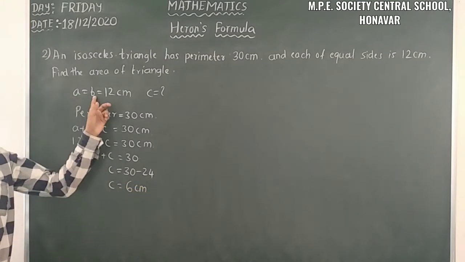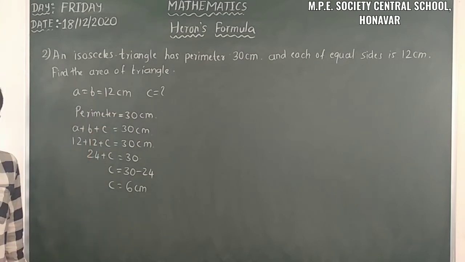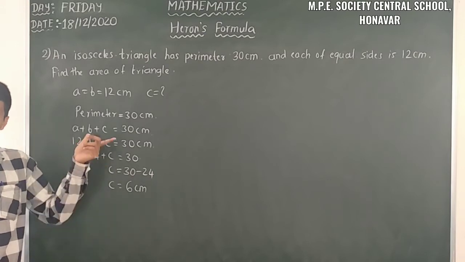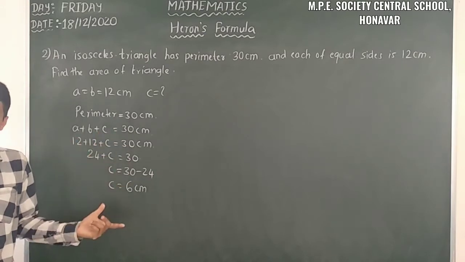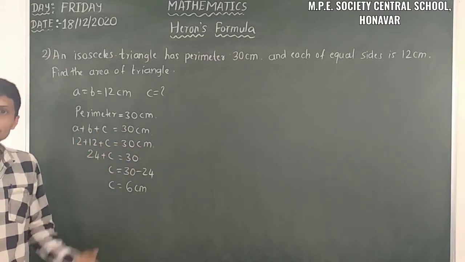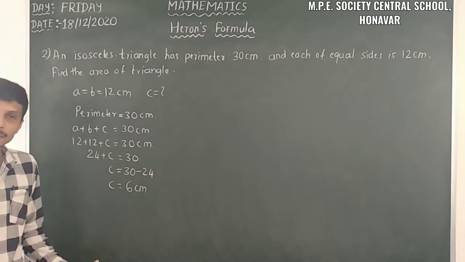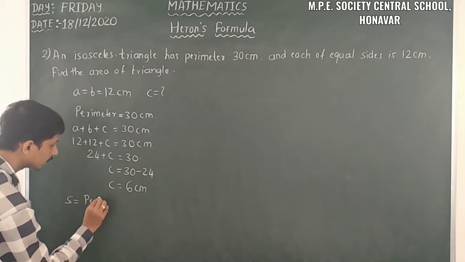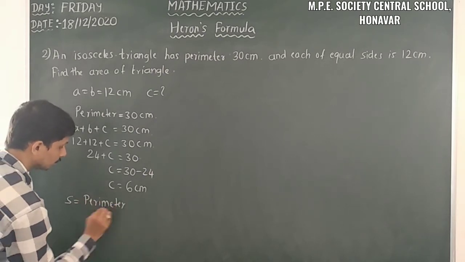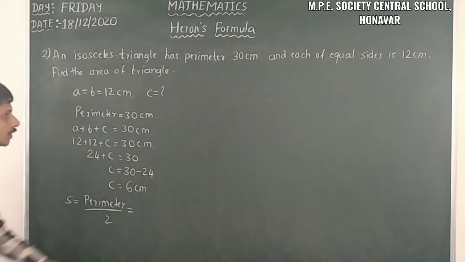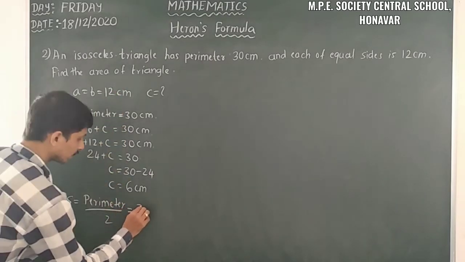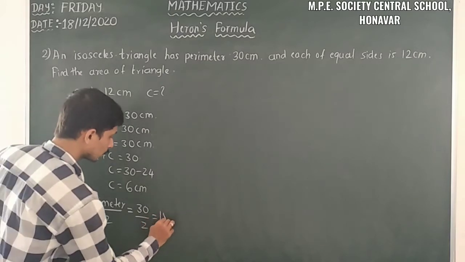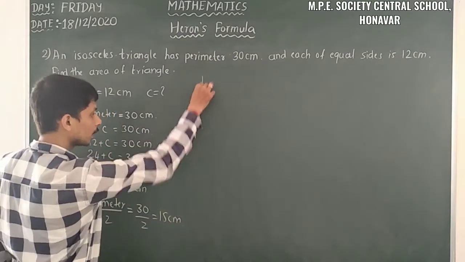And when we have the values of A, B and C, we can find out the value of the semi-perimeter. Already we know that semi-perimeter means half of the perimeter. Let us take half of this perimeter, we can get the value of S. S is equal to perimeter divided by 2. What is the value of perimeter here? 30 divided by 2 is equal to 15 centimeter.